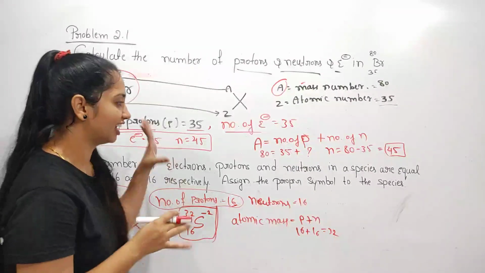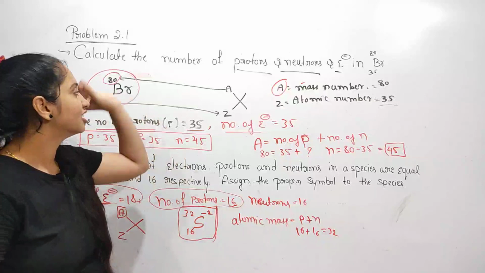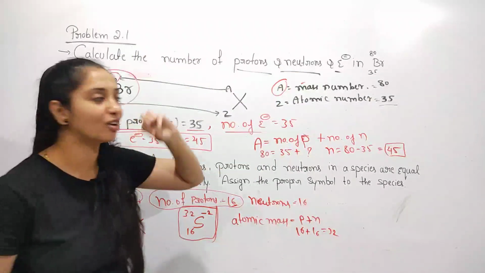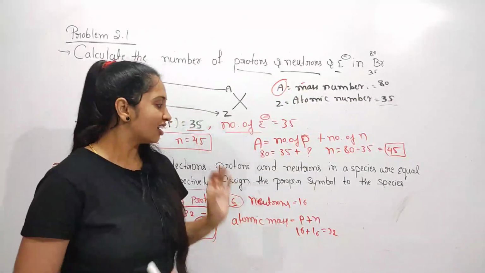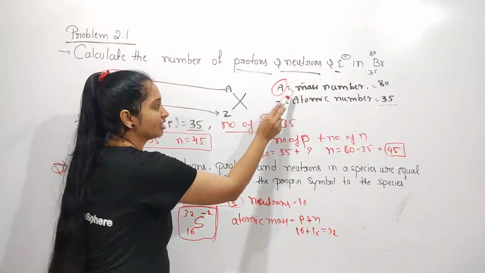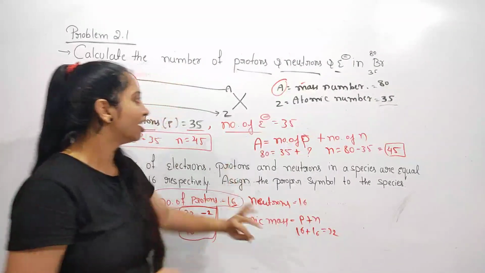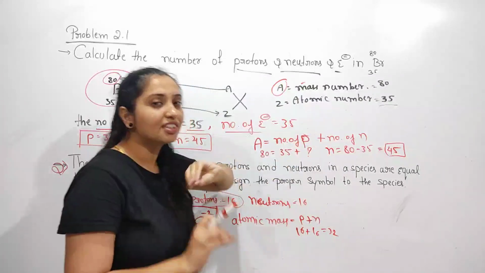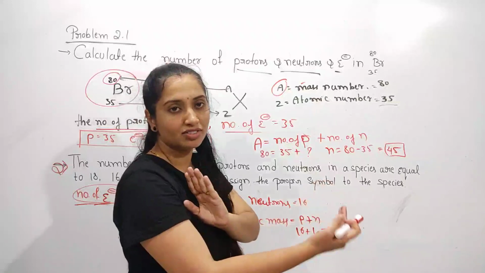I hope you got clarity about these two problems. Like this, they are asking the number of protons, number of neutrons and number of electrons. Just apply your knowledge about the mass number and the atomic number. So once again, the mass number is the number of protons plus the number of neutrons, and the atomic number is equal to the number of protons. If the species is neutral, then the number of electrons is equal to the number of protons.